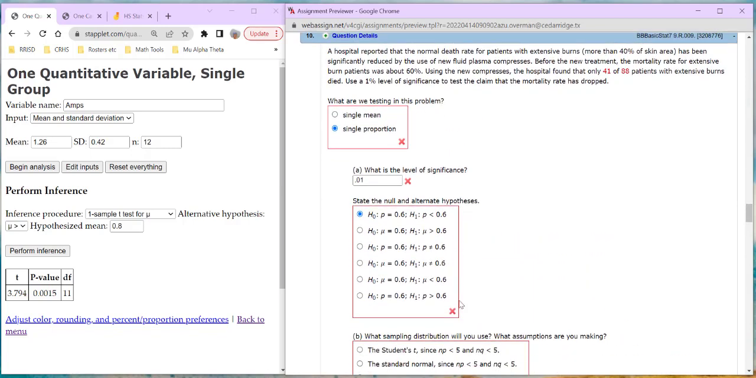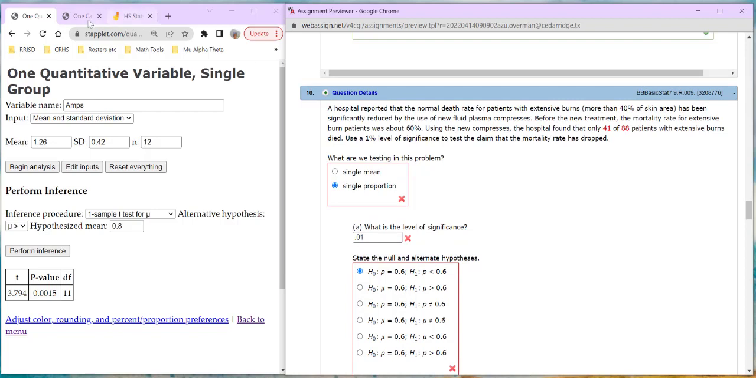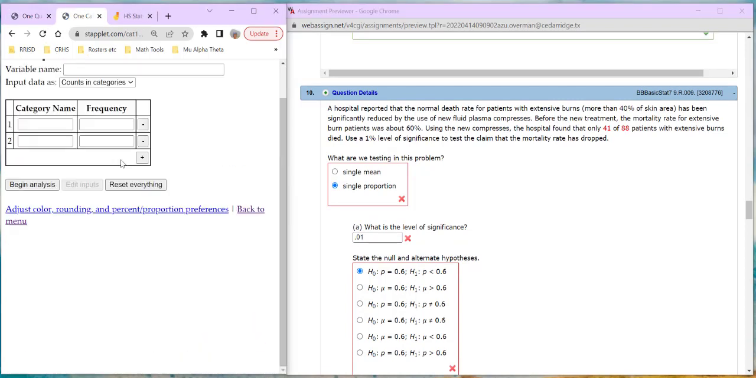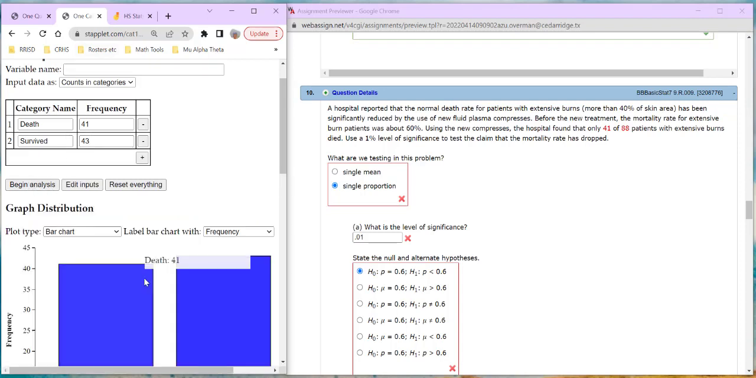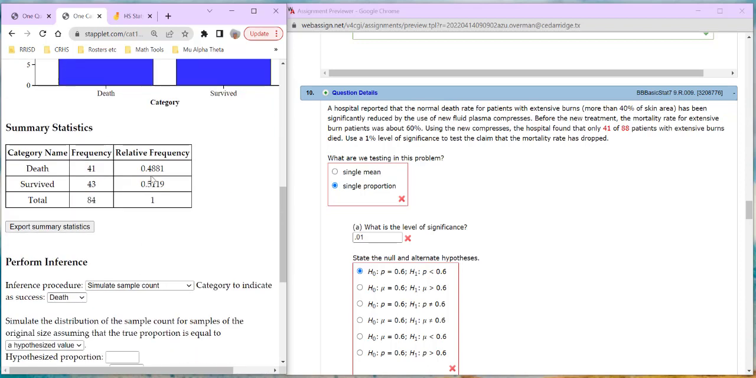So that means I'm already ready to use my one categorical variable because I got to put these in categories. Let me refresh this. And so we have death. And how many died? 41 out of 88. Only 41 out of 88. That's not a good way to go. Not dead. Survived. Let's say survived. So 41 out of 88 leaves 43. Begin analysis. Scroll past the data. You can see that here they had 48% died.